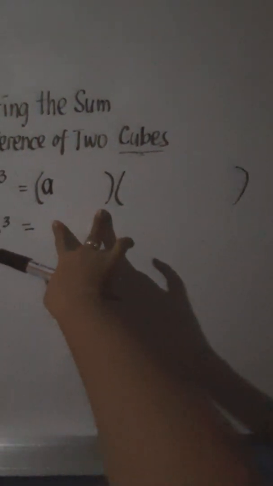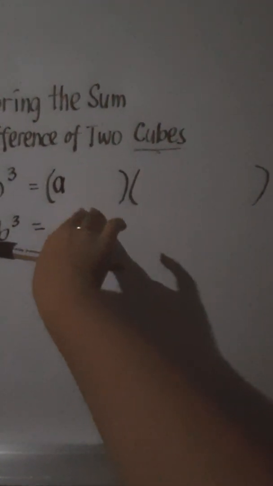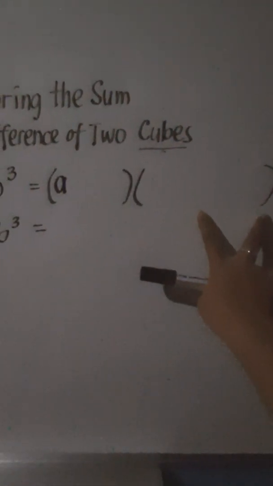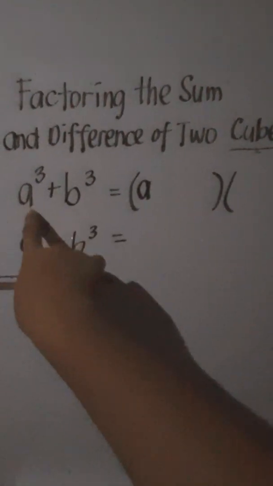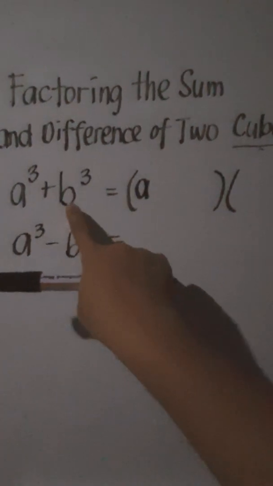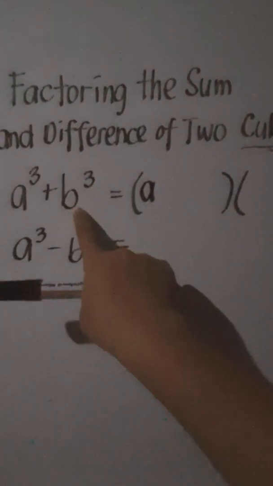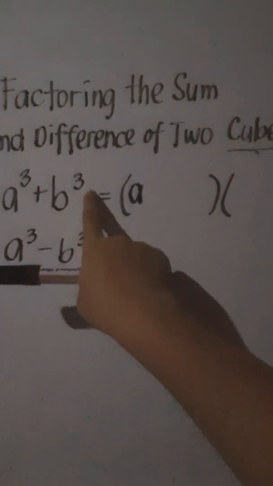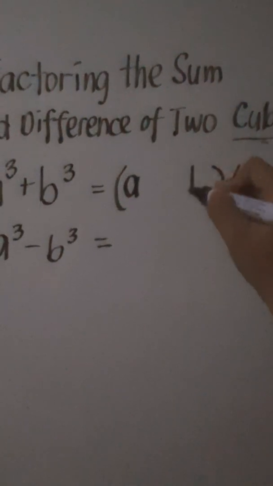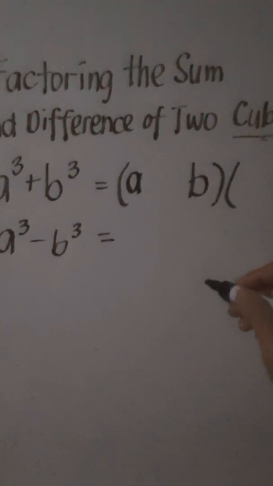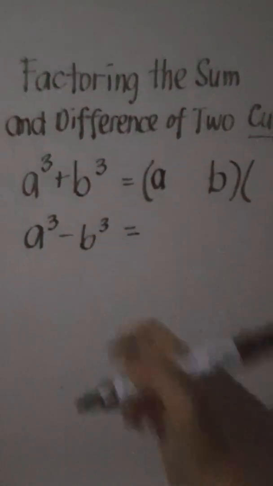Again, since we are dealing with factors, we will have two factors. This is the first factor, this is the second factor. So, to identify the first factor, we take the cube root of the first term. Now we will look for the cube root of the second term, which is b cube. So what is the cube root of the second term? The cube root of the second term is b, because b times b times b, you will get b cube.